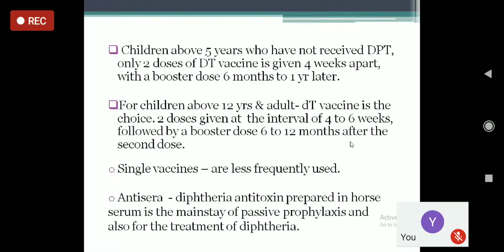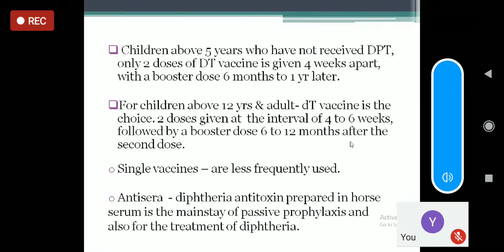That's all. For children above 12 years and adults, you have to give the GT vaccine, okay, and 2 doses given at an interval of 4 to 6 weeks. Mostly here we give 4 weeks apart, followed by a booster dose 6 to 12 months after the second dose. So here for pregnant women also we give 2 doses only. We don't give booster doses here in Nepal. Okay, and seasonal vaccines are less frequently used.